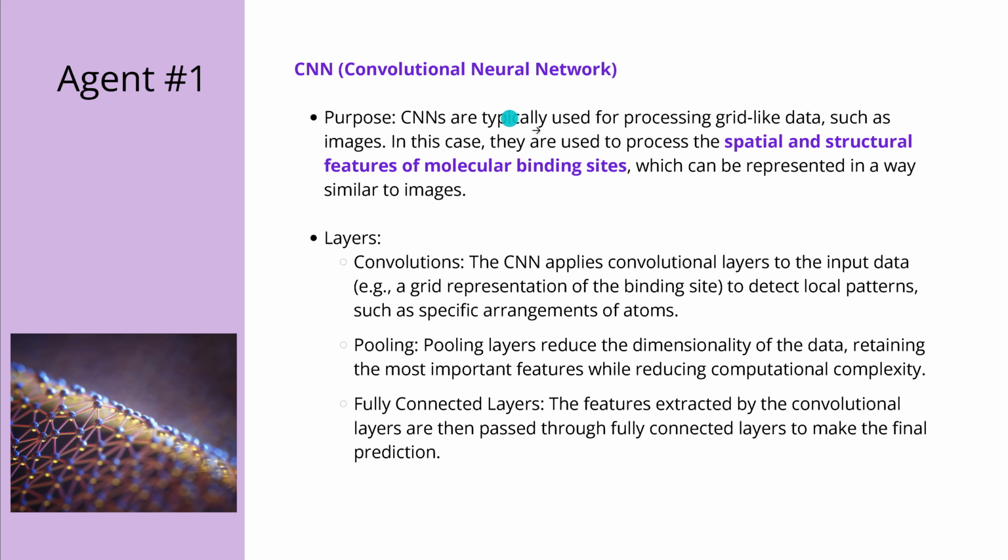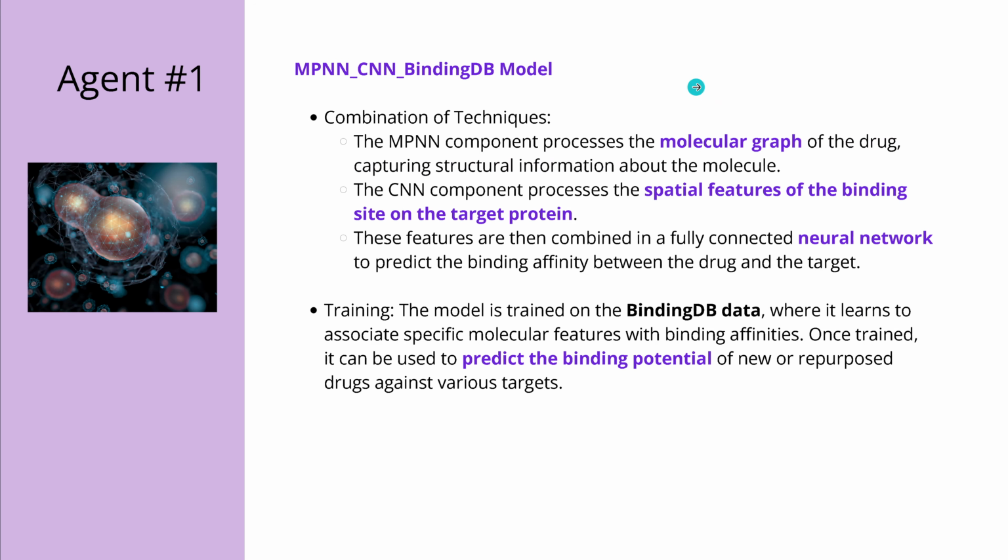Now, my green grasshoppers, convolutional neural networks, we used these in the old times for images, so two-dimensional data. Why? Because they are really good at processing the spatial and structural features of the molecular binding sites. So we have the classical convolutional layer, the pooling, the fully connected layer from our classical convolutional neural network architecture from 5 years ago. And then what we do, we combine it.